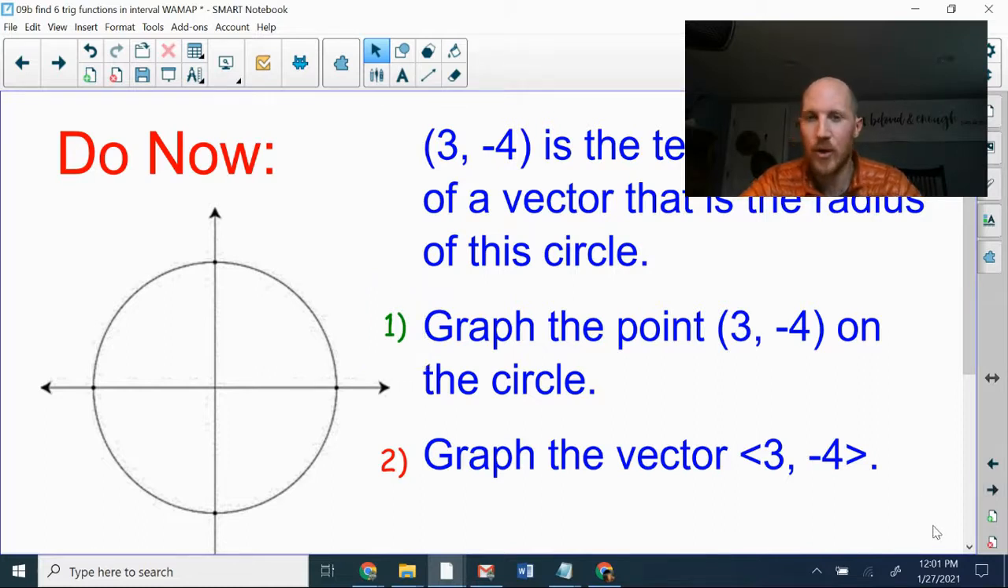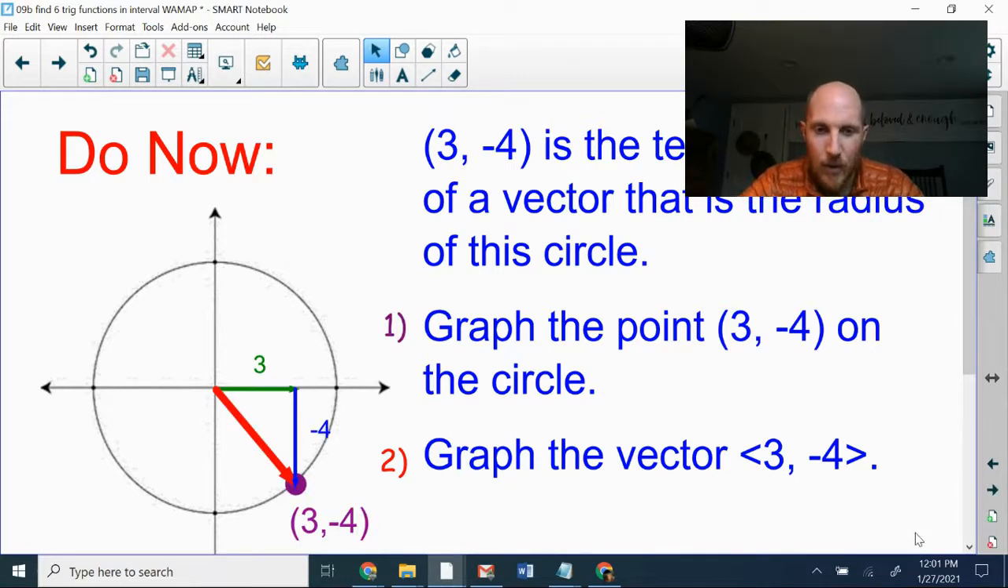(3, -4) is the terminal point of a vector. All right, so the vector starts at the origin and ends at the point (3, -4). That vector is the radius of the circle, meaning the terminal point is on the circle. So two parts to this one: graph the point and then draw the vector. Hit pause till you're done.